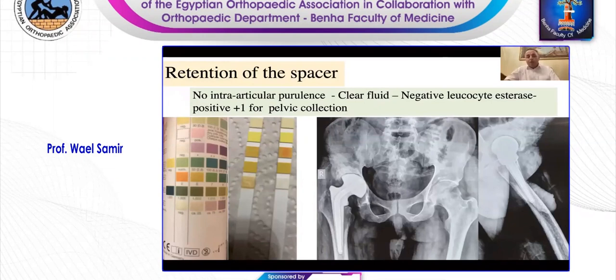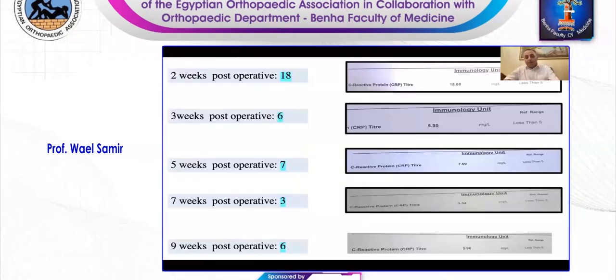So we decided to keep the prosthesis itself to maintain the soft tissue structures and to avoid migration of the proximal femur, which would increase the shortening of this patient and complicate the further surgery. But we drained the pelvic collection. And following up the patient, there is dramatic improvement post-operative.